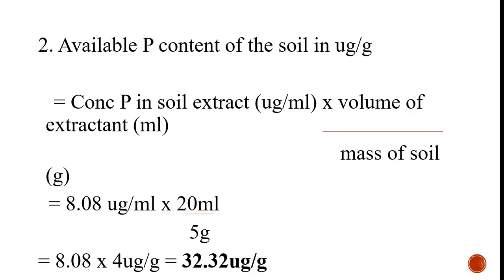Now we end up getting 32.32. Looking at the units, the very first one is micrograms per mL, micrograms over mL times mL over grams. So mL and mL will cancel out, leaving micrograms per gram as the unit of the concentration, as we are asked to calculate.